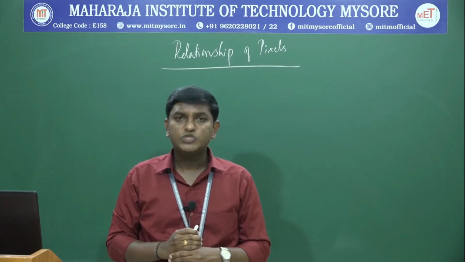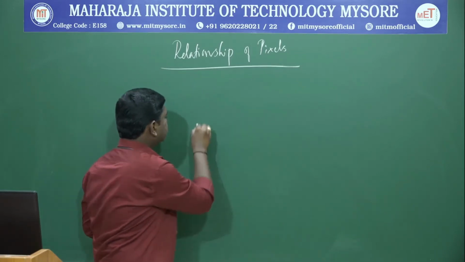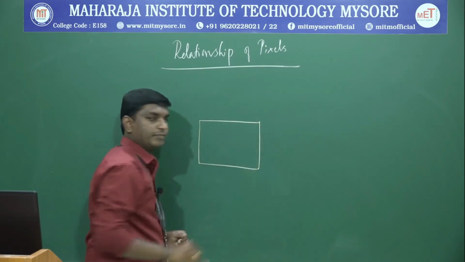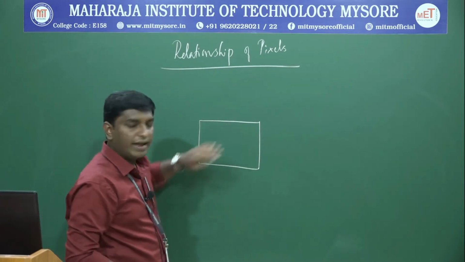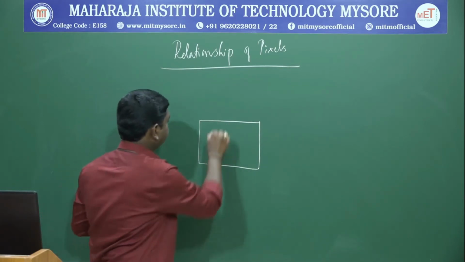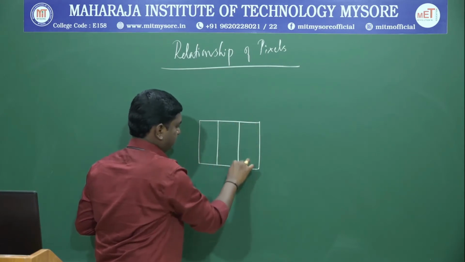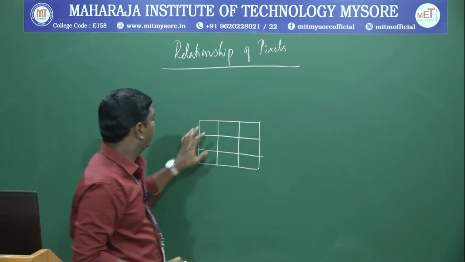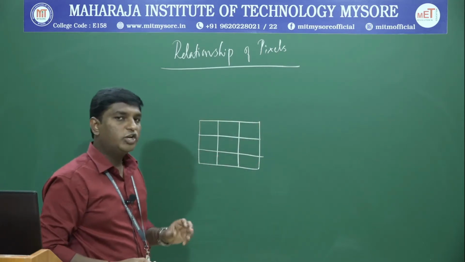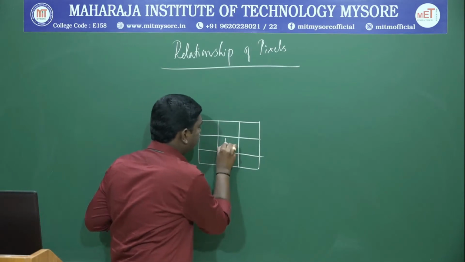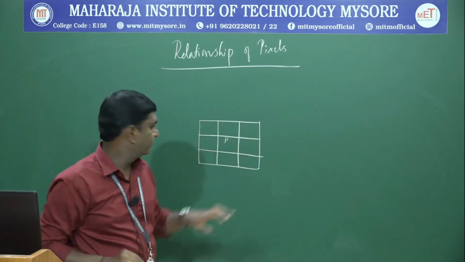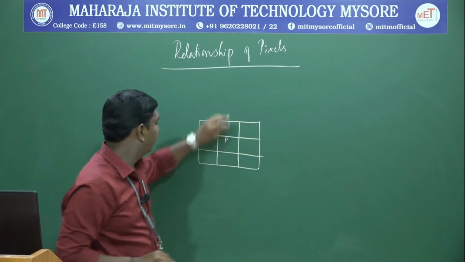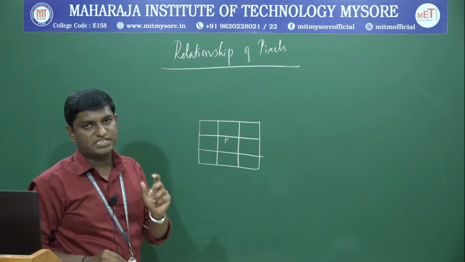Let us assume our system looks something like this. Here I am going to draw the pixels. So there are 9 pixels here. I would like to concentrate on pixel P here. I will name this pixel as P. This is 1, 2, 3, 4, 5, 6, 7, 8, 9. 9 pixels are there. In that I will concentrate on a single pixel P.